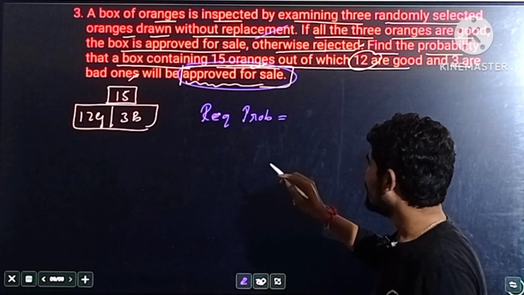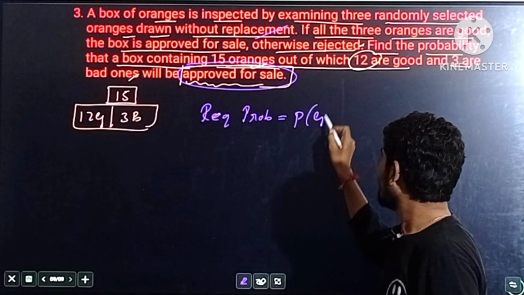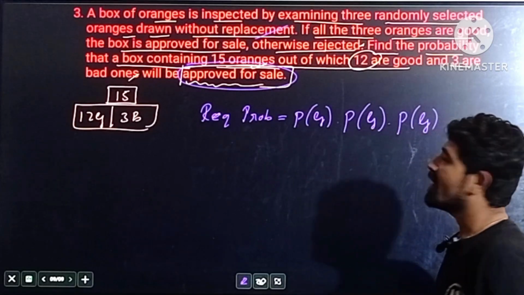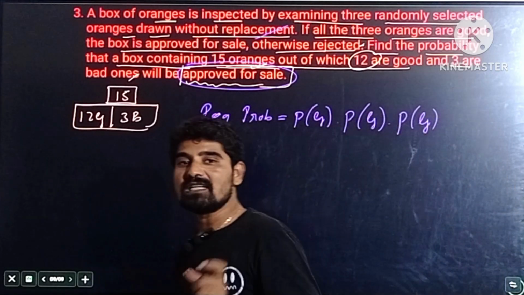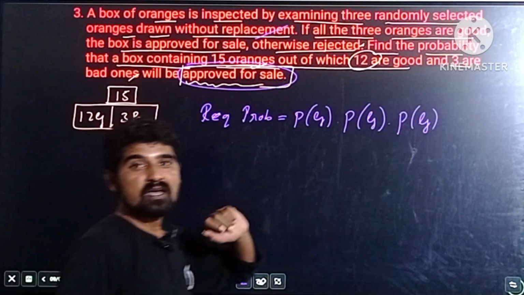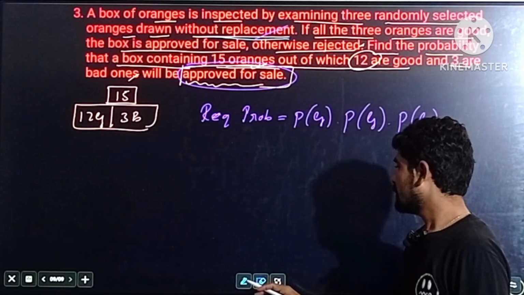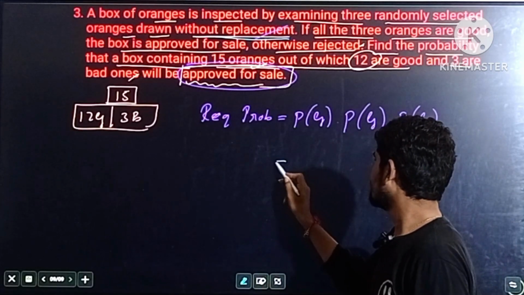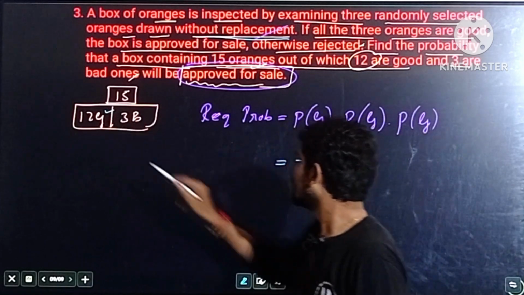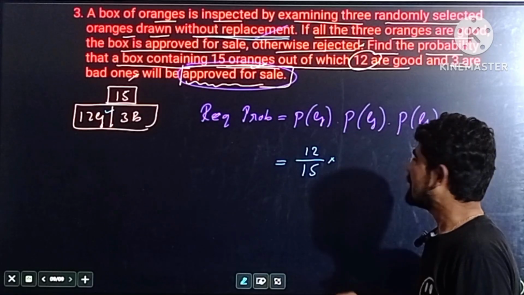It means the required probability for approving the sale is the probability of the first good orange into the probability of the second good orange into the probability of the third good orange. If all three drawn oranges are good, then only the box is approved for sale. Now see here, for the probability of the first good orange, the total number of oranges in the box is 15. Out of 15, 12 are good. So the probability of the first good orange is 12 by 15, into the probability of the second good orange.